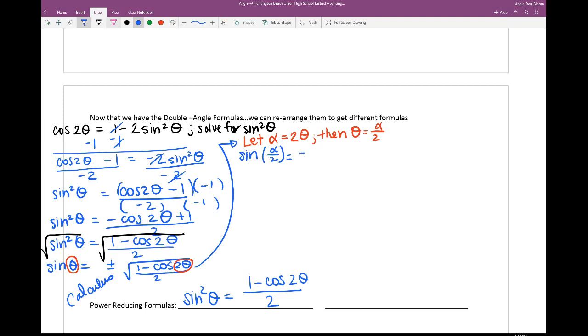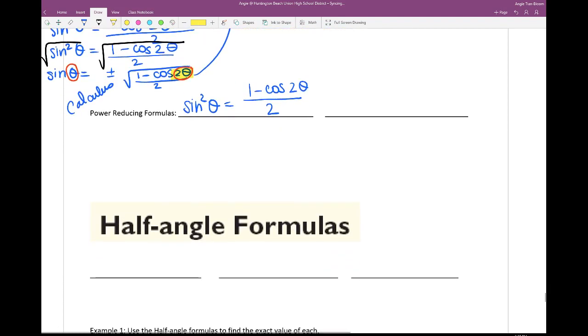Equals plus or minus, big radical, 1 minus cosine, okay? Remember, 2 theta is now no longer 2 theta. I'm going to use alpha, okay? And this is the manipulation. Isn't that funny? Cosine of alpha all over 2. And that's what's called a half angle identity, and we will write it below. Okay, so my half angle identity, let's write it right here.